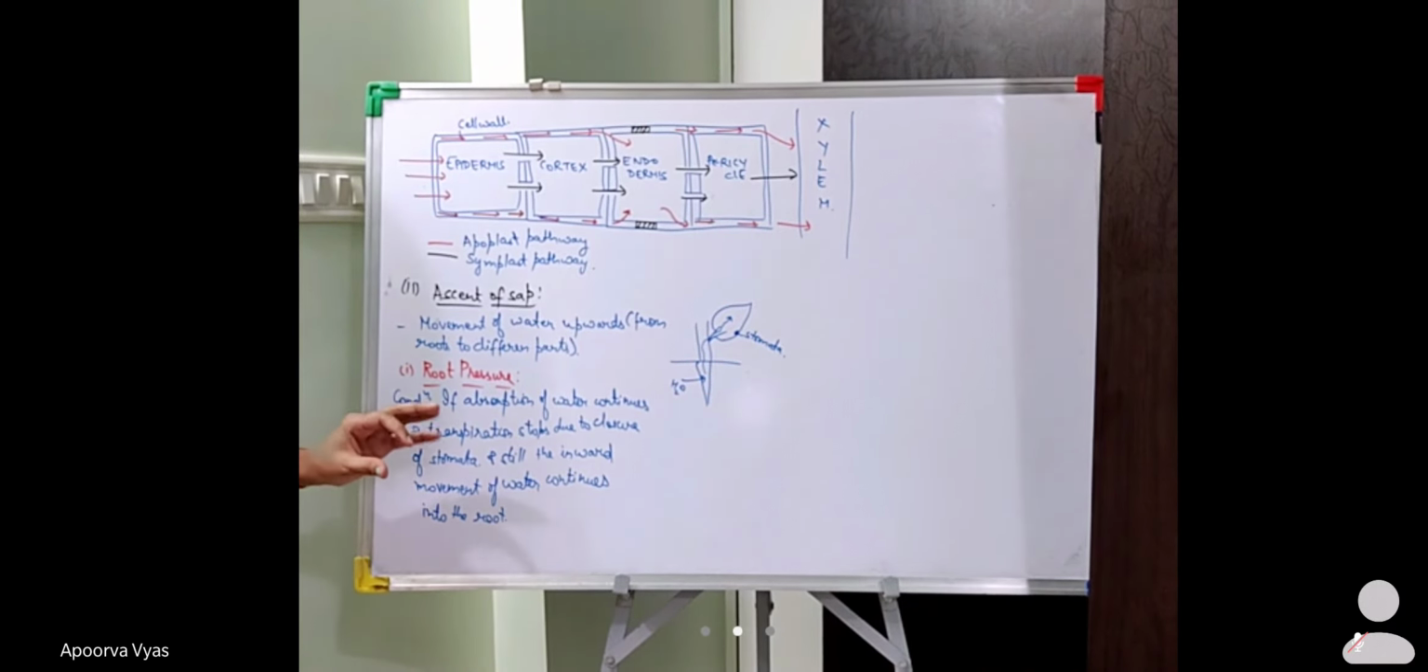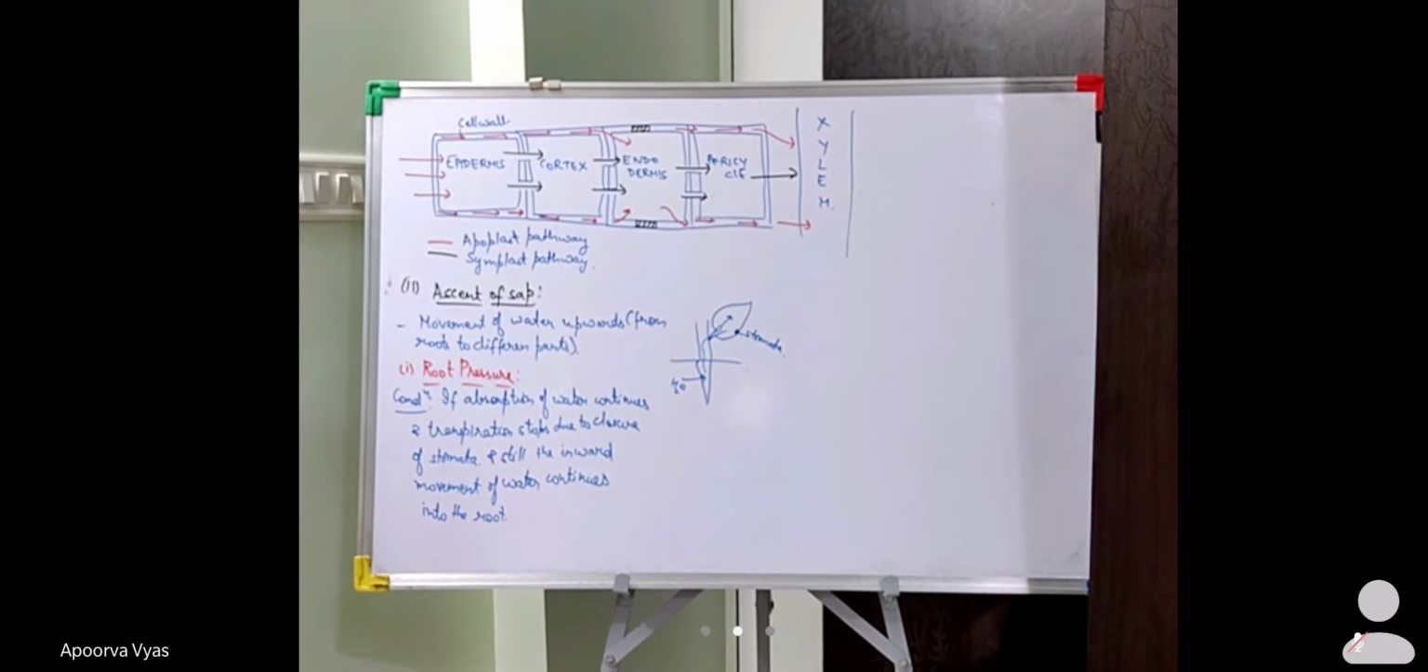If the absorption of the water continues and the transpiration stops, तो मतलब अगर transpiration stop हो जाता है, what does this mean? That is, the stomata have actually closed. ठीक है, तो जो stomatal pores हैं, if they have closed but still the absorption of the water continues.